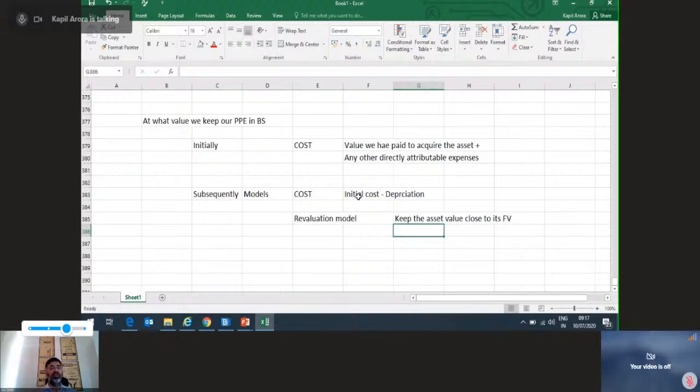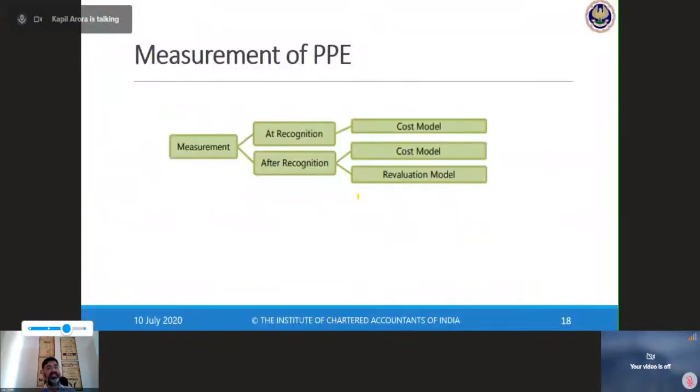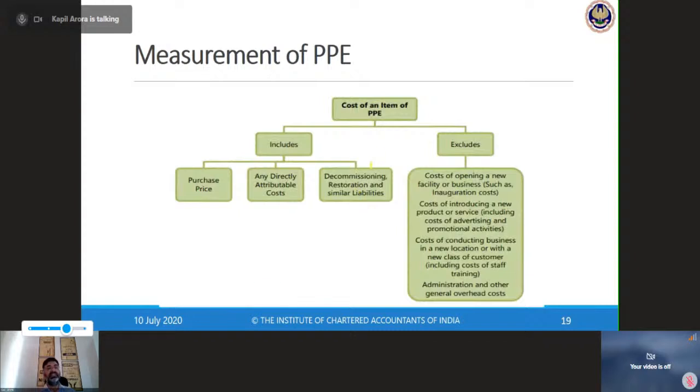So at what value are you going to show it when you are following a revaluation model? It should be very, very close to 10 crore, which is right now the value of the asset. So it all depends. Both are available. Both are allowed. That's something we will be discussing once we move on to the models. But before we get on to the models, first let's understand what goes under cost.